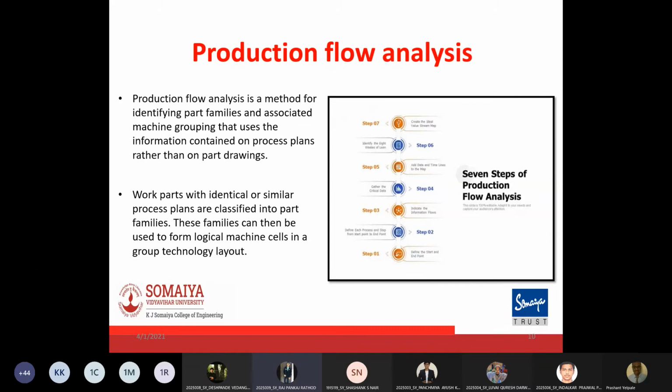Production flow analysis. In production flow analysis, first of all, workpieces with similar or identical process plans are brought together. Then they are classified into part families. Once the part families are created, they are used to further design the machine cells in a group technology layout. This makes the process very easy and smooth.